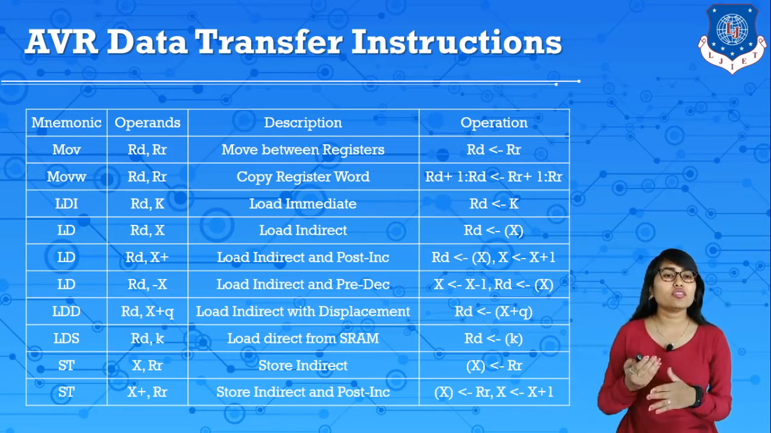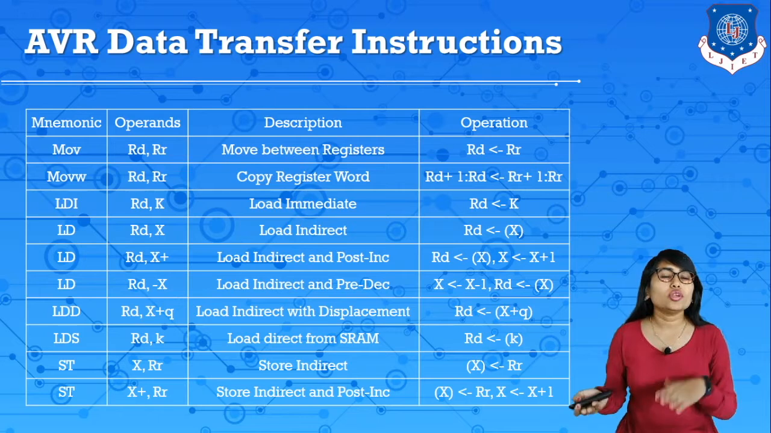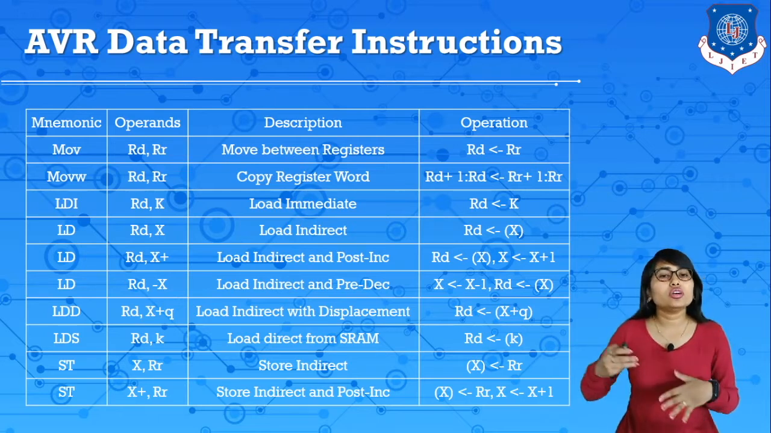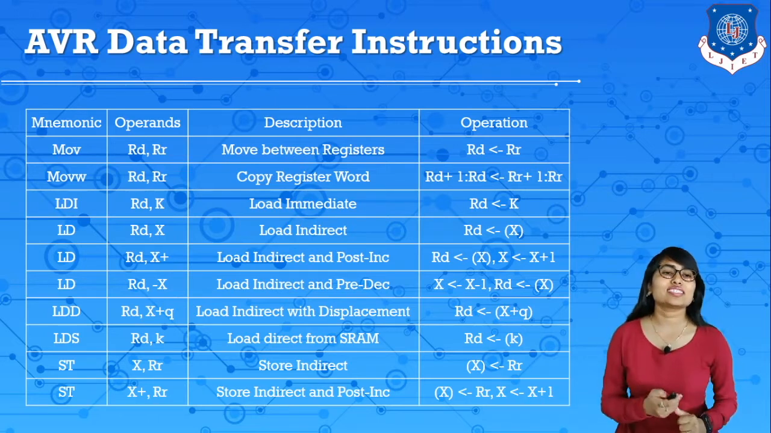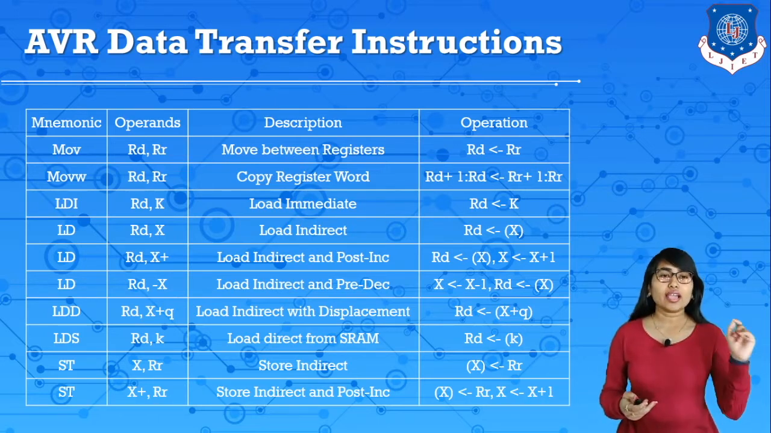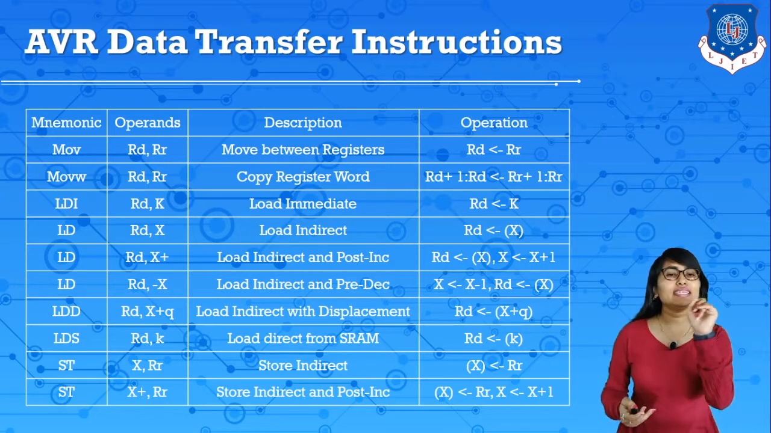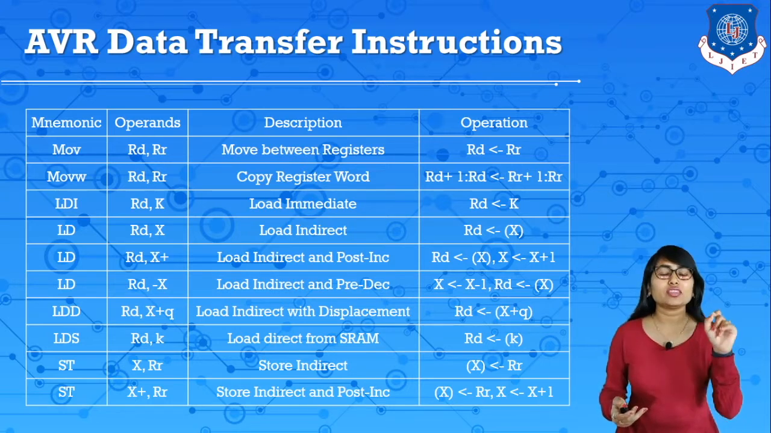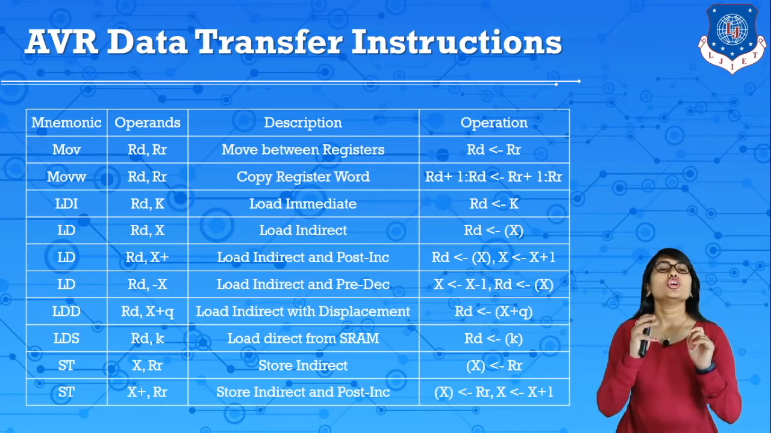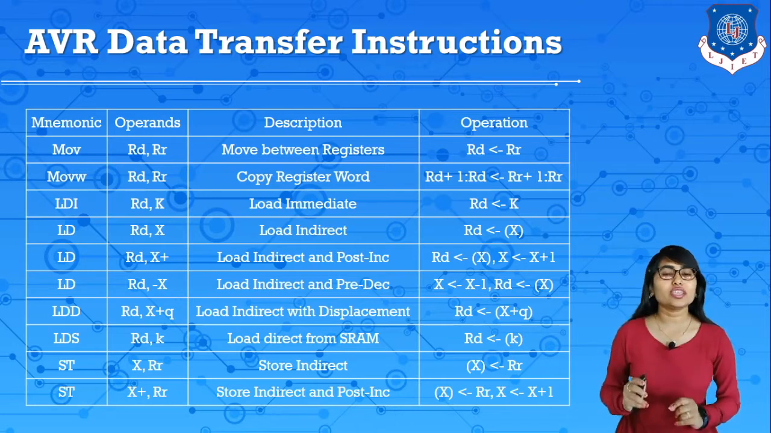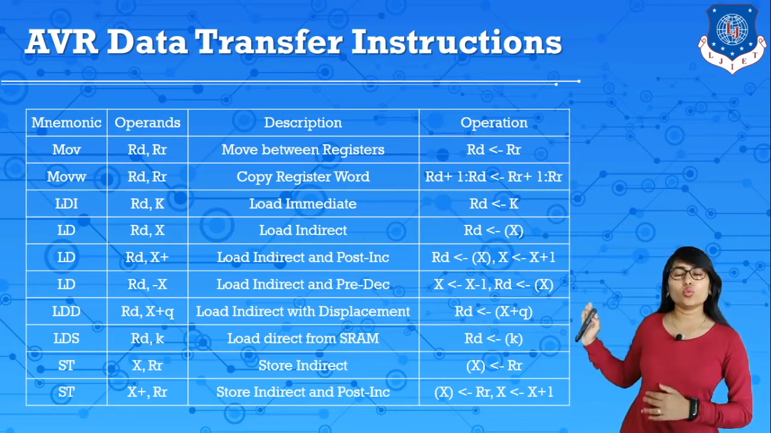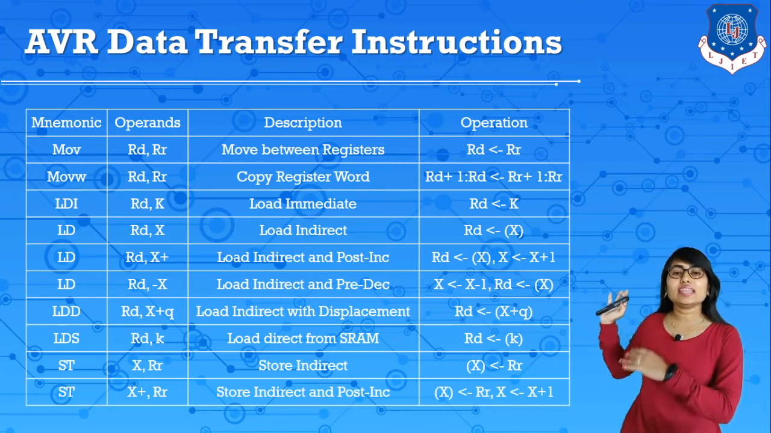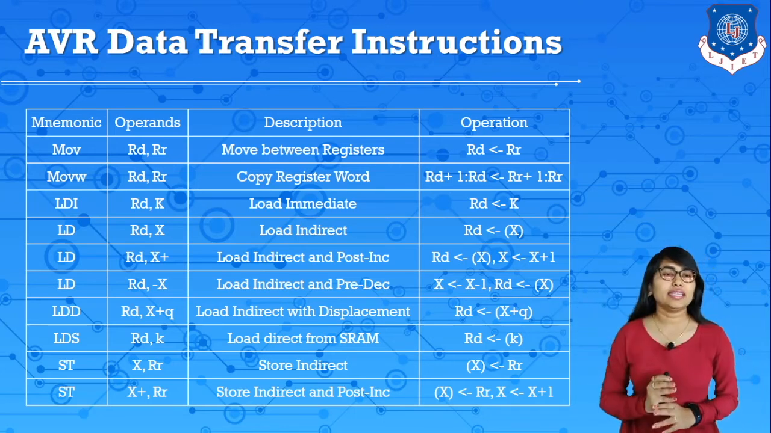Okay, and if we want to perform load indirect with a pre-decrement, the next instruction is LD RD, minus X. Here there is a pre-decrement, that is why minus X. So load indirect and pre-decrement. First decrement the value, and then whatever the location indicated, that data is transferred into the RD register.